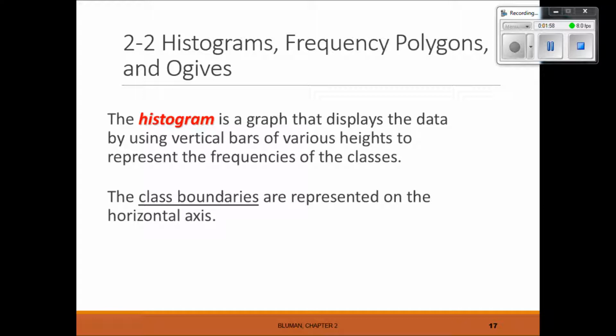Difference between this one and a bar graph. Bar graphs usually have spaces between each bar. Histograms do not. They are continuous. And for these histograms on the horizontal axis, which is the one that goes left and right, your x-axis, we use the class boundaries. For your vertical, we will be using the frequency.